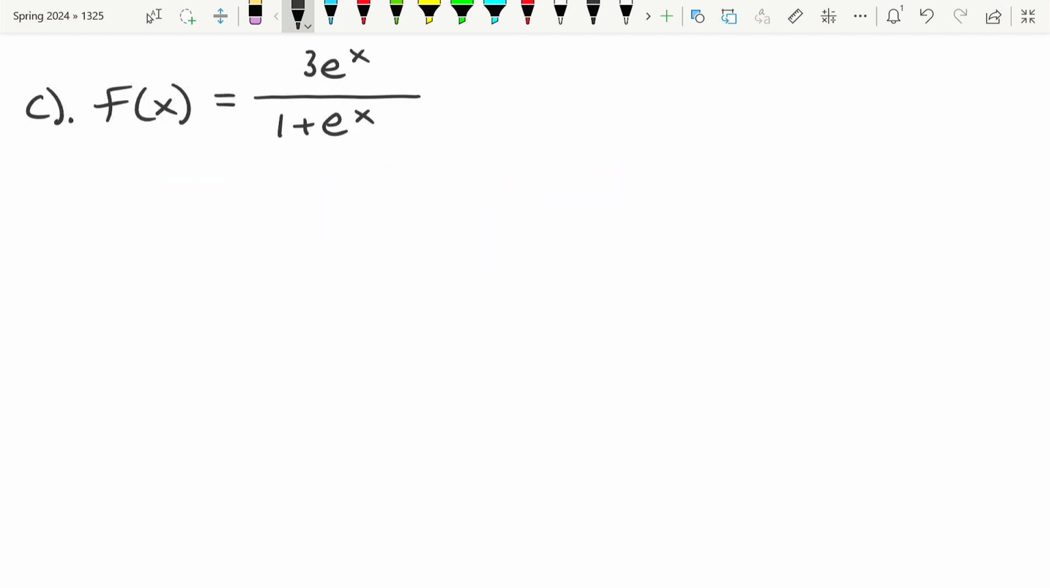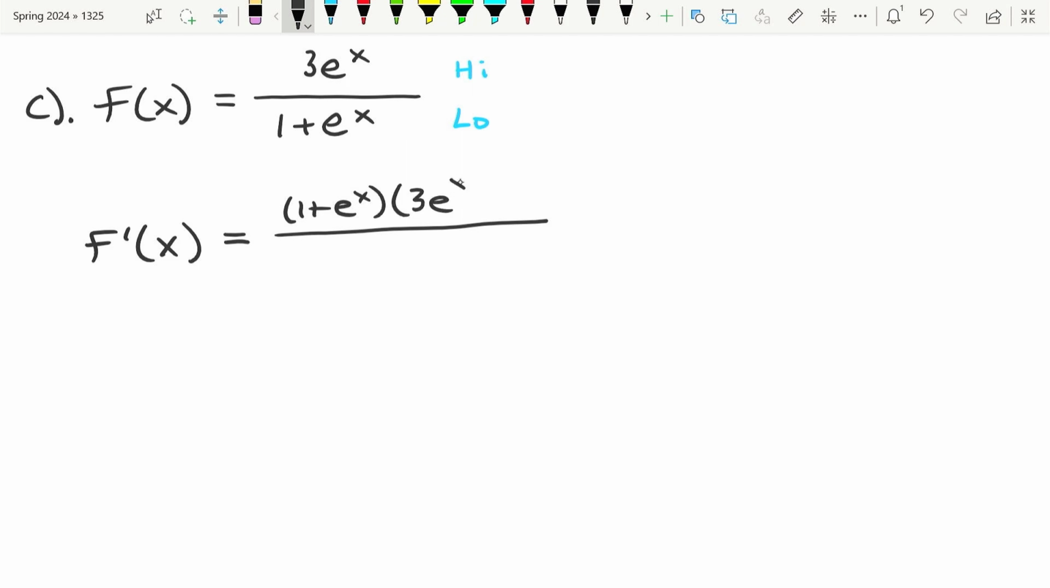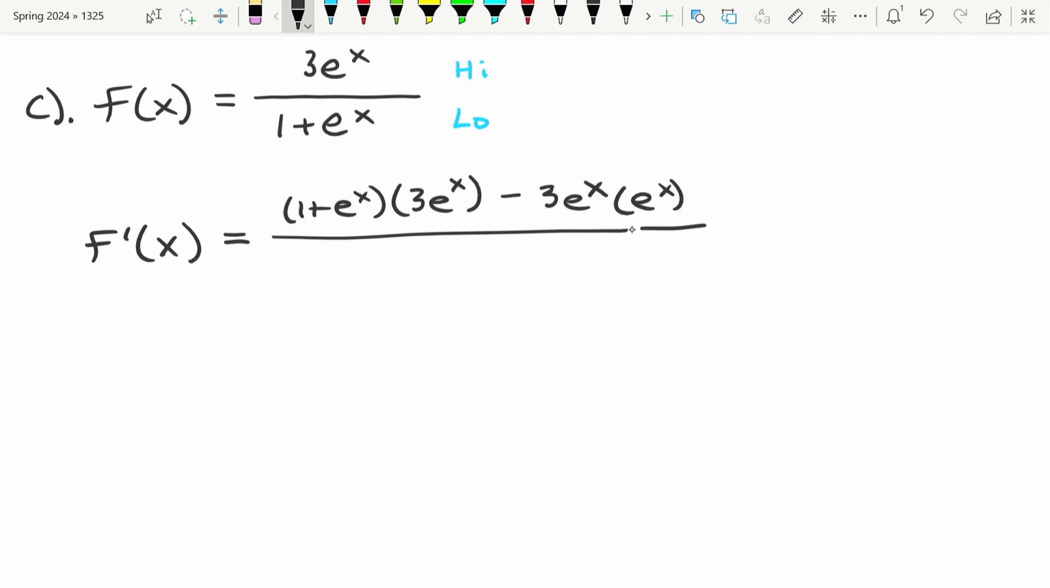Here, let's look at the function 3e to the x over 1 plus e to the x. So high on top and low underneath. According to the quotient rule, we go low, 1 plus e to the x, d high, which is still 3e to the x. Low, d high, minus high, 3e to the x, d low, which is just e to the x, all over the square of what's below. 1 plus e to the x in parentheses, all squared.